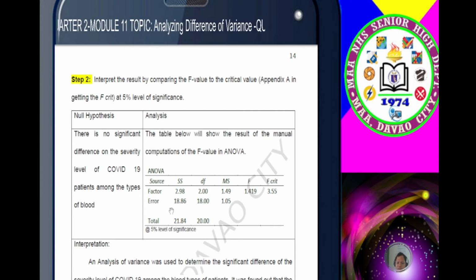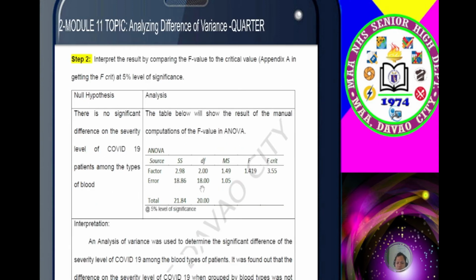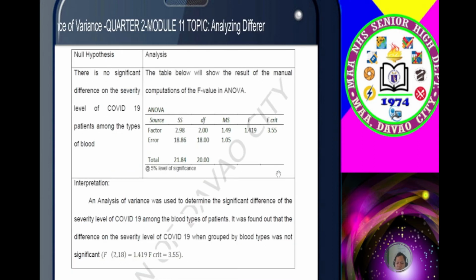We have here this table earlier, you just copy. So our critical value here is 3.55. Let's analyze if we're going to reject or not. Since our F value is less than our critical value, we will accept the null hypothesis. We failed to reject the null hypothesis, because it's less than.